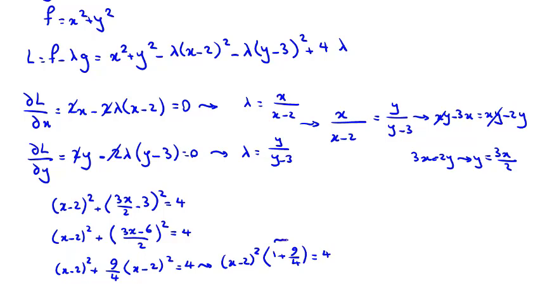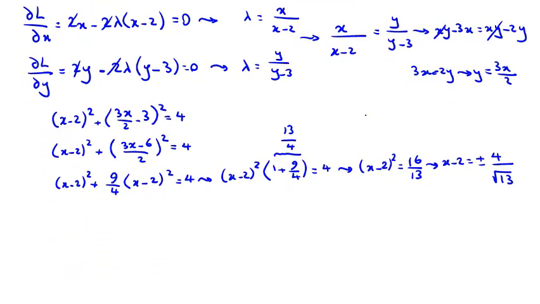equal to 4 over 13. And here it is what? 4, 13. And if we multiply by 4 over 13, then we have 16 over 13. So x minus 2 equal to plus minus 4 over root 13. Now we know what? We know y is 3x over 2. So x equal to 2 plus minus 4, if you take negative 2 to right side, 4 over root 13. Now if we use here star, y equal what? 3 over 2 times this. It will be 3 plus minus over 2, 6 over root 13.